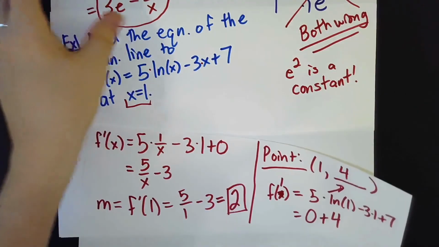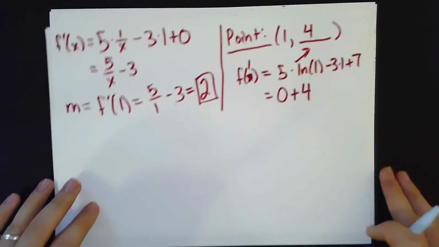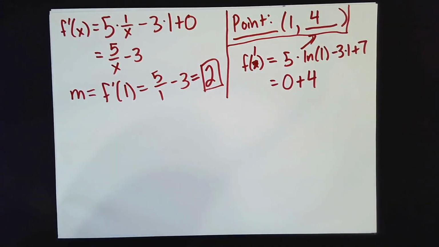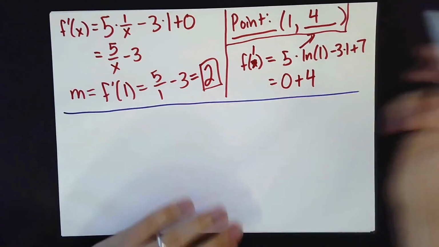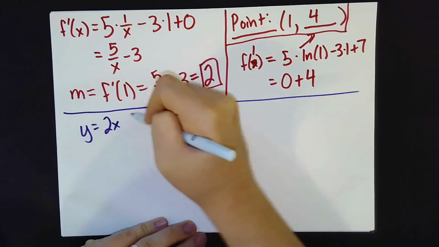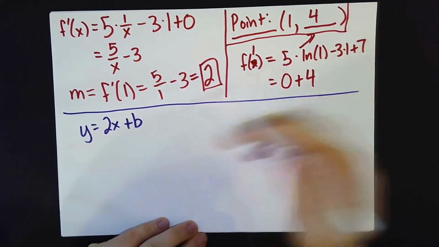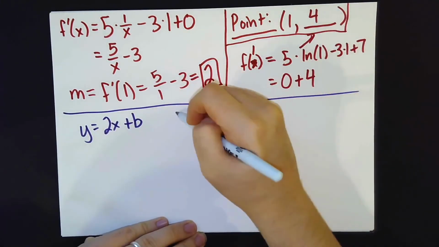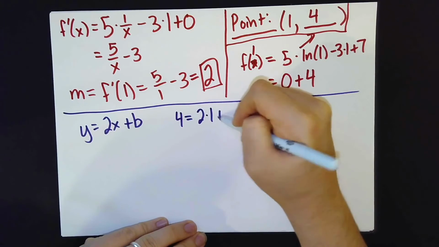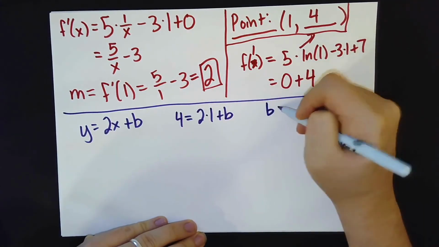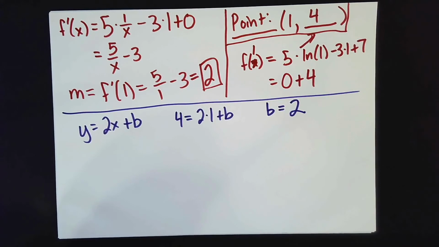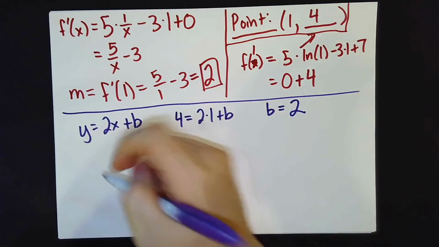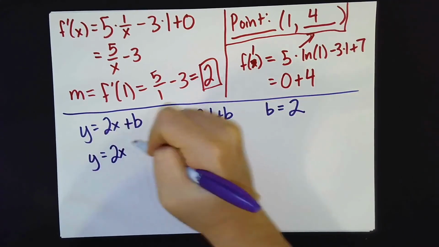And so at this point, all of the calculus is done. We now just have to find the equation of a line which has slope 2 and passes through the point (1, 4). And so the equation of the line looks like y equals 2x plus b. We need to figure out what b is. Okay. Well, to do that, I'm going to plug in (1, 4). And so I'm going to find that b is 2. And so the equation of my tangent line works out to be y equals 2x plus 2.